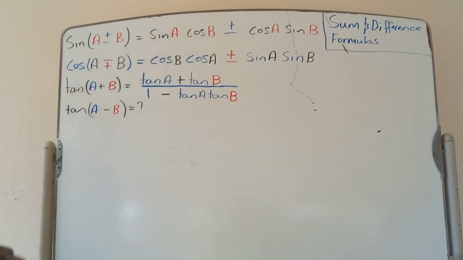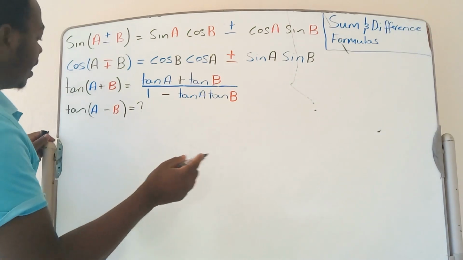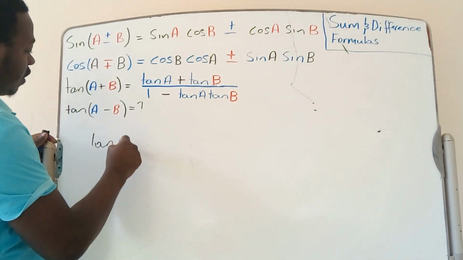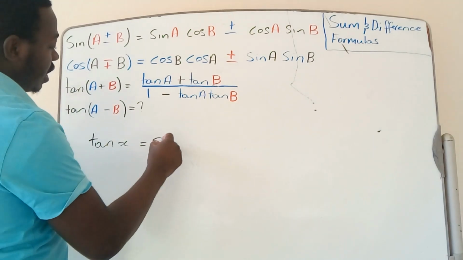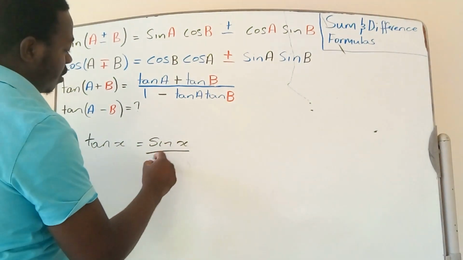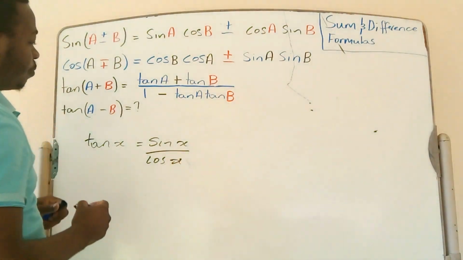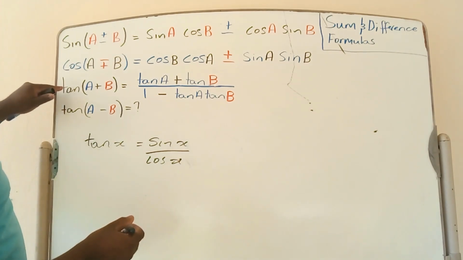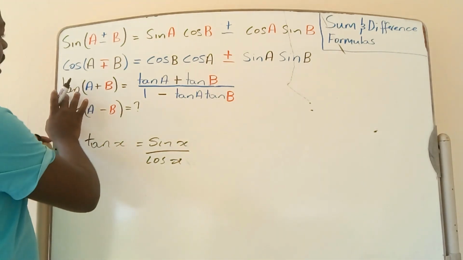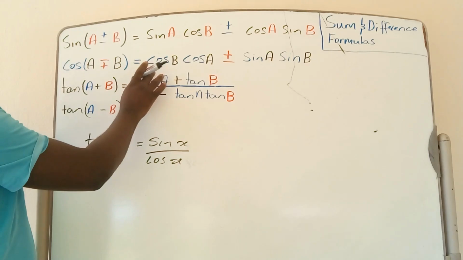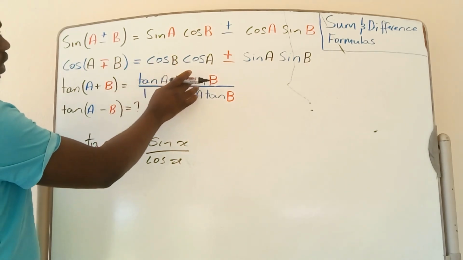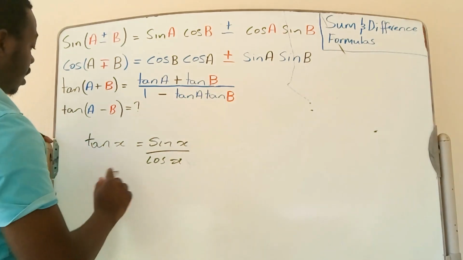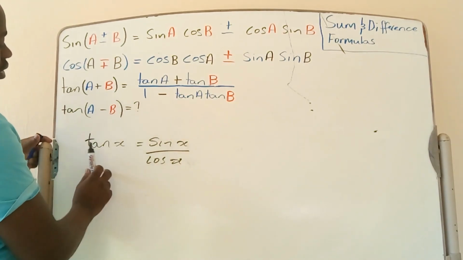One thing that we know, an identity from my previous video, is that tan of x is actually equal to sine x divided by cos x, right? We know that. So now, if we are asked to prove that tan of A plus B is actually equal to tan A plus tan B, all of that divided by 1 minus tan A tan B, then we can use this identity, right?